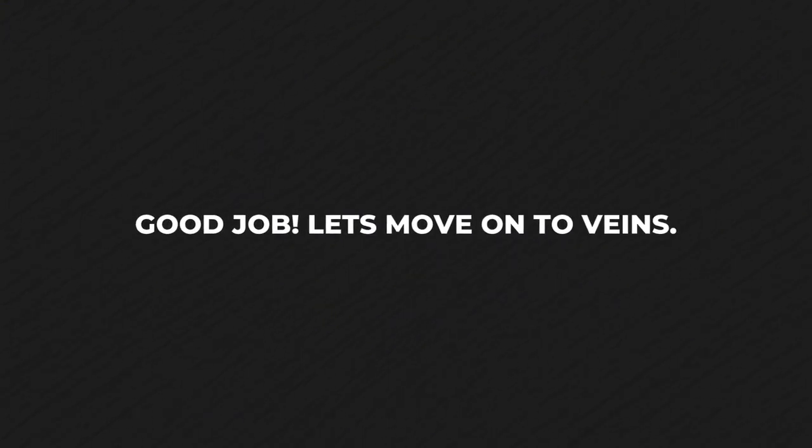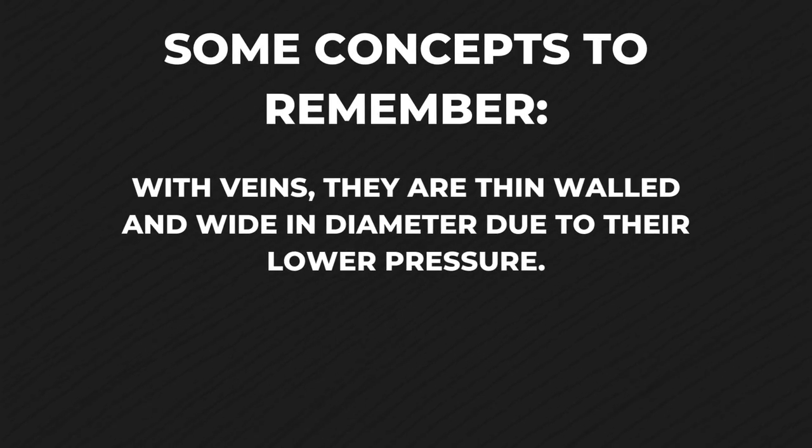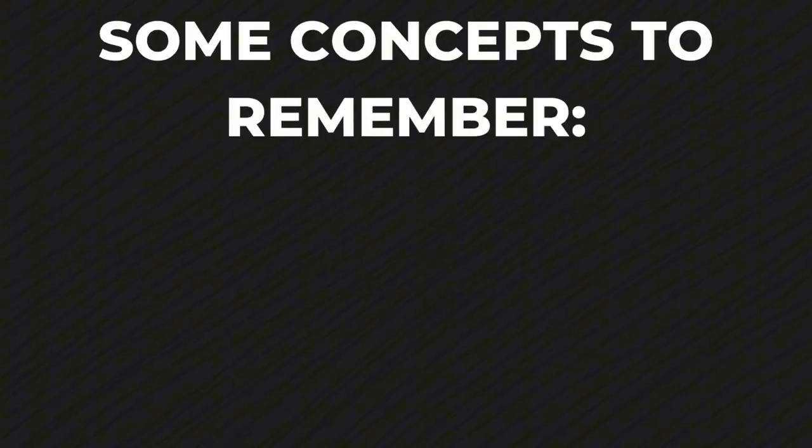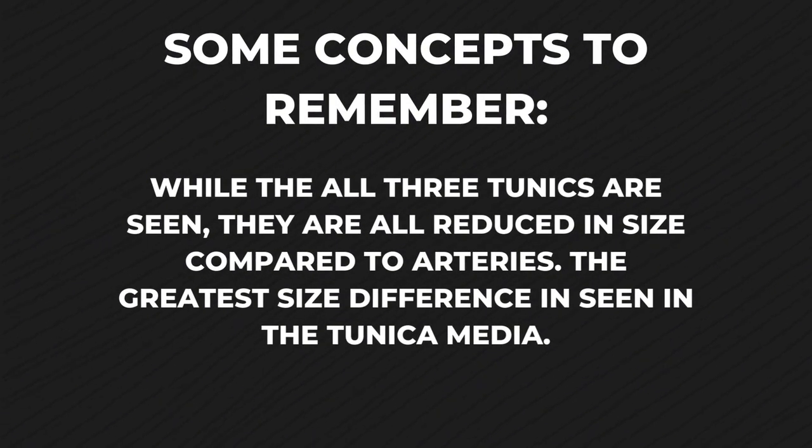Good job. Let's move on to veins. With veins, they are thin-walled and wide in diameter due to their lower pressure. While the 3 tunics are seen, they are all reduced in size compared to arteries. The greatest size difference is seen in the tunica media.